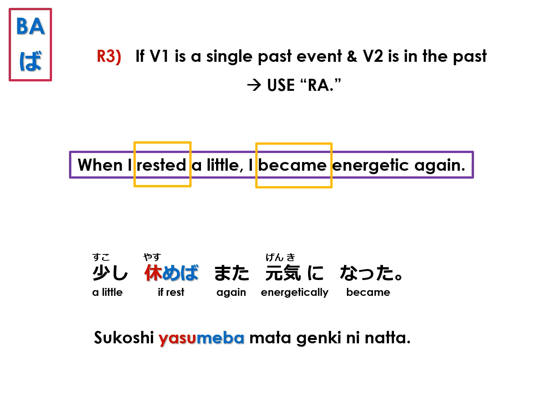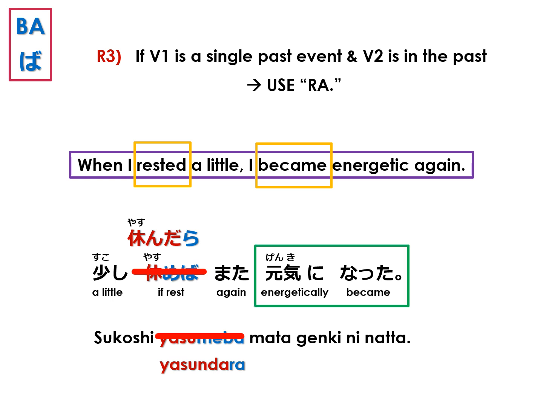would be ungrammatical, and we can fix this by using the tara conjugation instead and say 少し休んだらまた元気になった。Now, do you remember that with tara, we can't have V2 in the past unless it were an action not done on purpose by the speaker? This is perfectly acceptable because 元気になった is a spontaneous action and not an action intentionally done by the speaker.